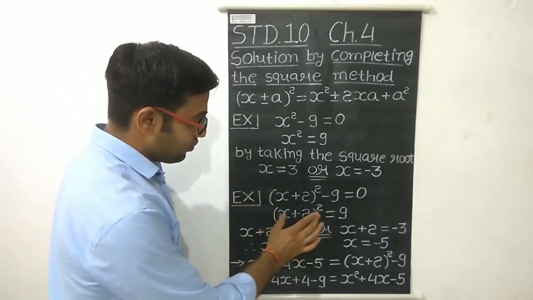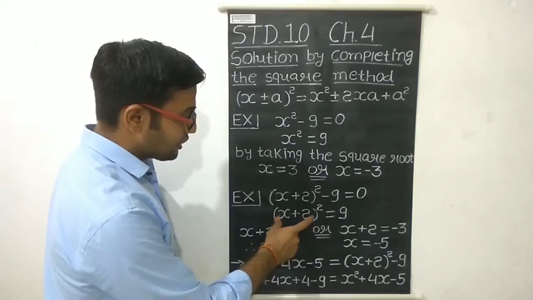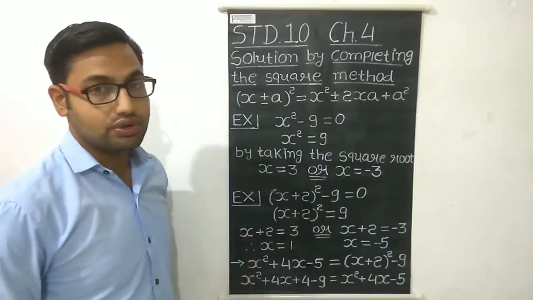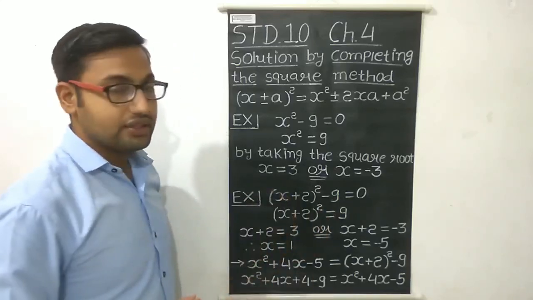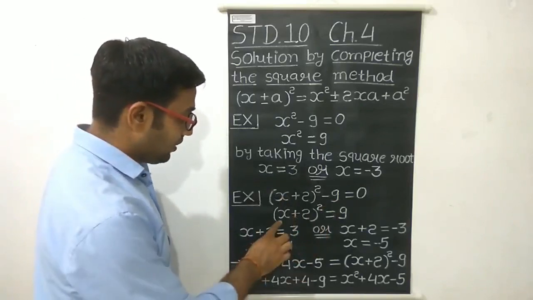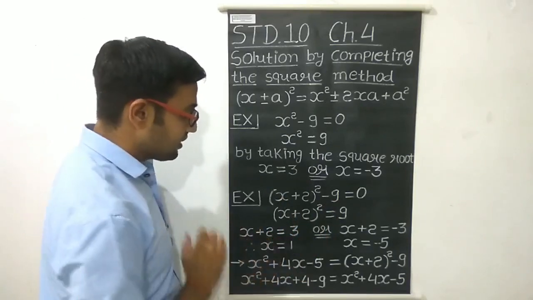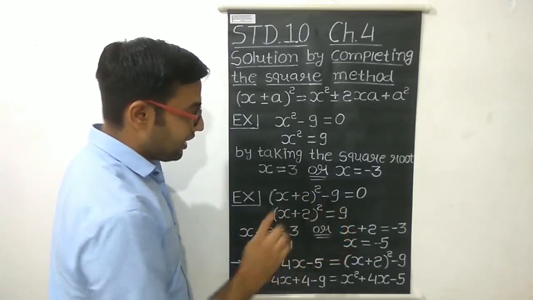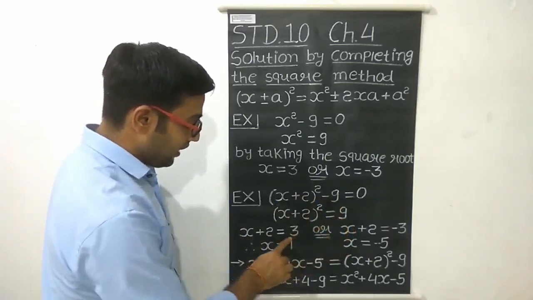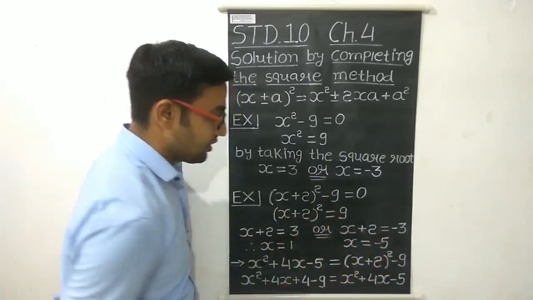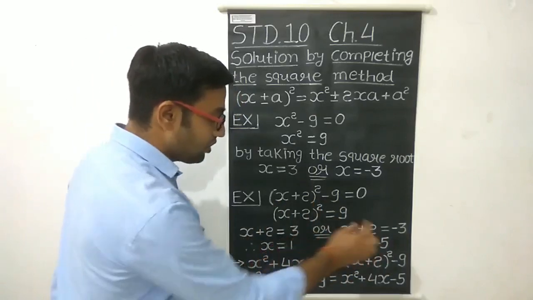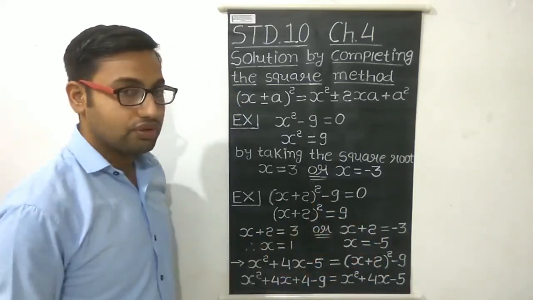So by taking this to the right hand side, what will happen? (x + 2) whole square is equal to 9. Now by taking the square root on both sides, what will happen? This x plus 2 remains as it is. The square root of 9 is again either 3 or minus 3. So we have to take both the values.